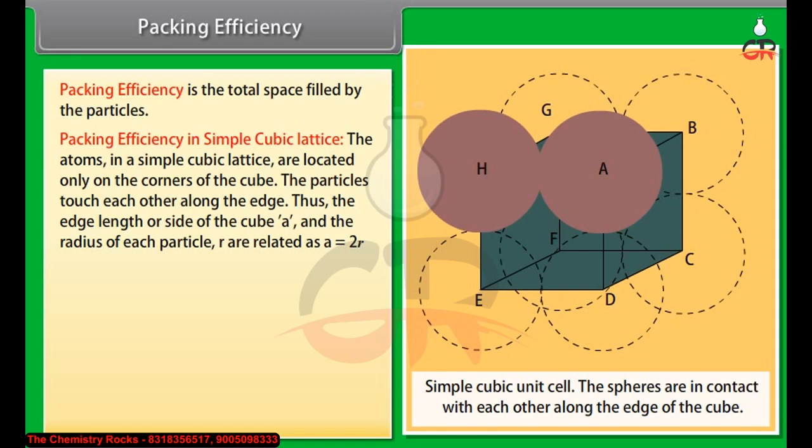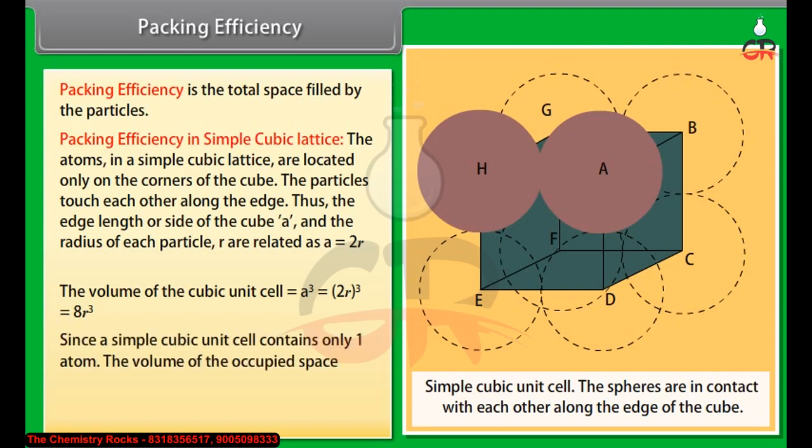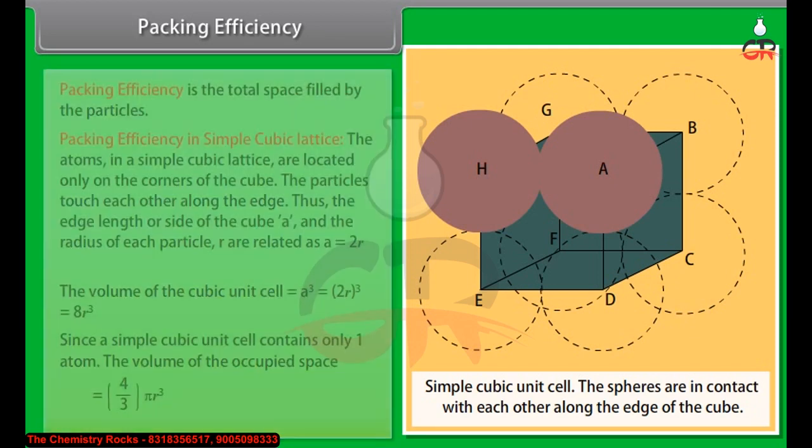Thus, the edge length or side of the cube, a, and the radius of each particle, r, are related as a = 2r. The volume of the cubic unit cell is a³, which is (2r)³, which equals 8r³. Since a simple cubic unit cell contains only one atom, the volume of the occupied space is equal to 4/3 πr³.